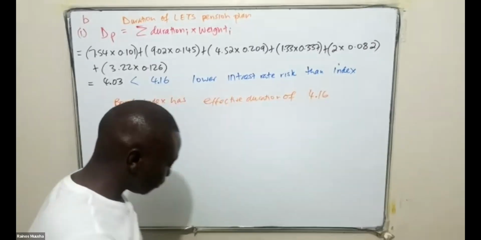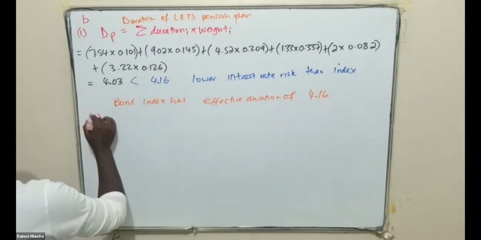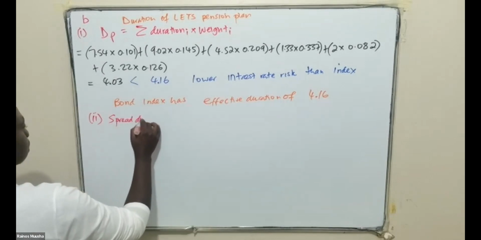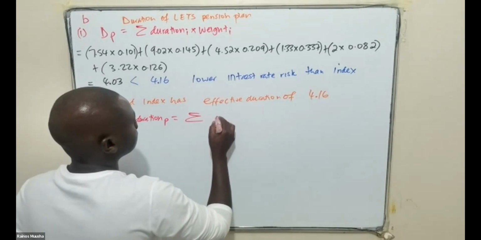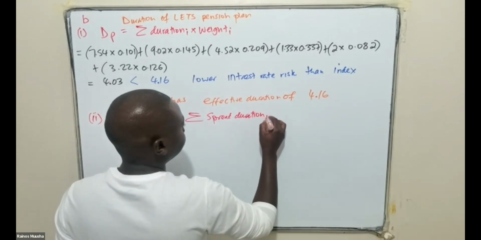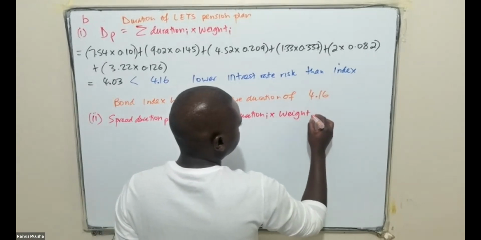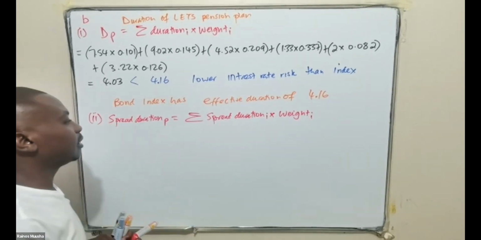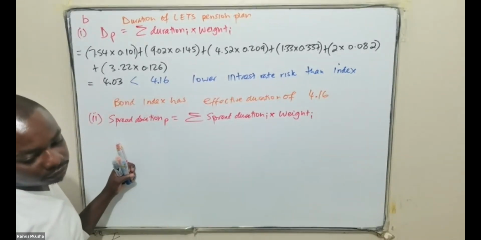So for the second part of the question, the spread duration of the portfolio is the sum of the spread duration of the individual assets multiplied by the weight of those individual assets. So if you sum them up together, you get the spread duration of the portfolio.